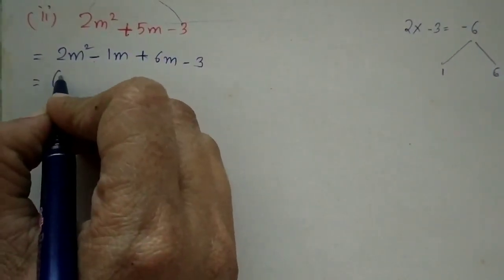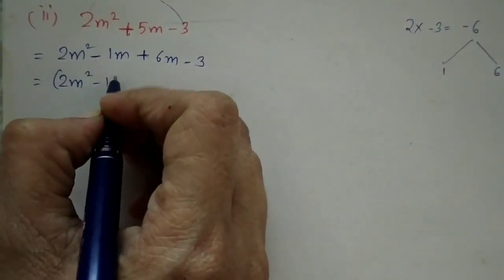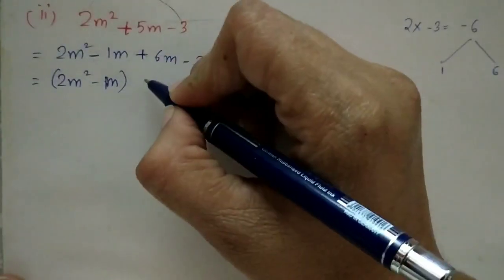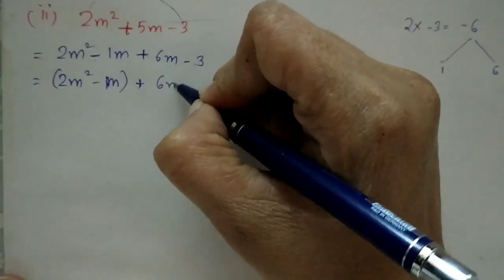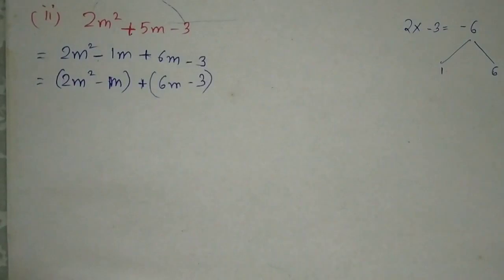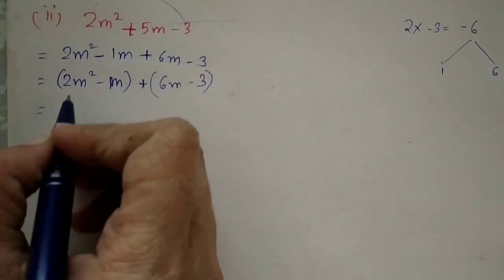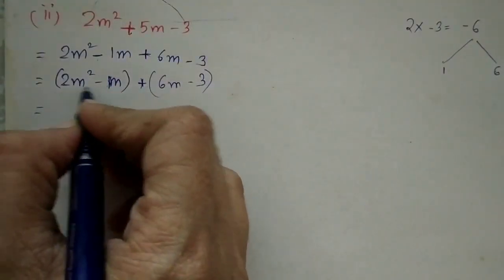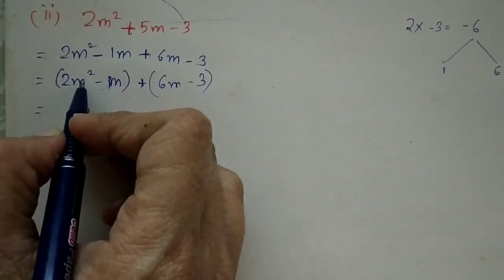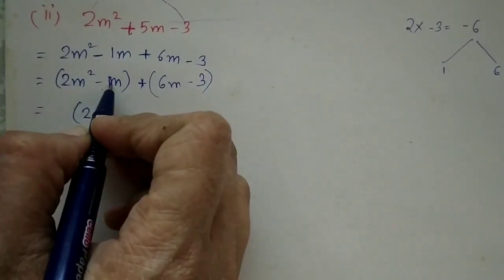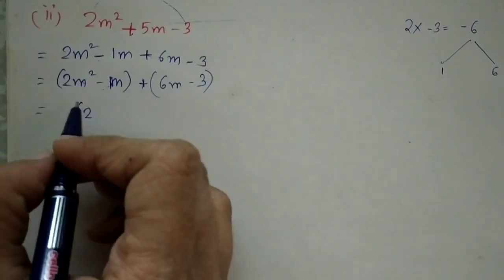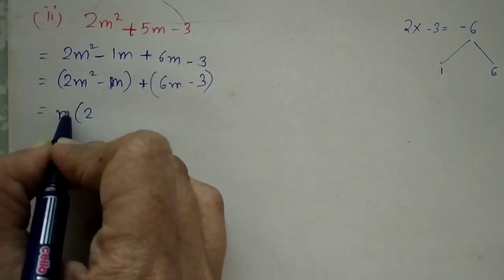Now let us put it into brackets. 2m square minus m, 1m can be written as m, and here plus 6m minus 3. You need not do anything here because there is a plus sign here, so you don't have to worry about it. Now 2 and no number is common here, so 2 will remain inside only. Okay, now what about m square and m? Whenever you have the variables, you always take the smaller variable outside. So m square and m, m is smaller, so we take m outside. So what will remain inside?